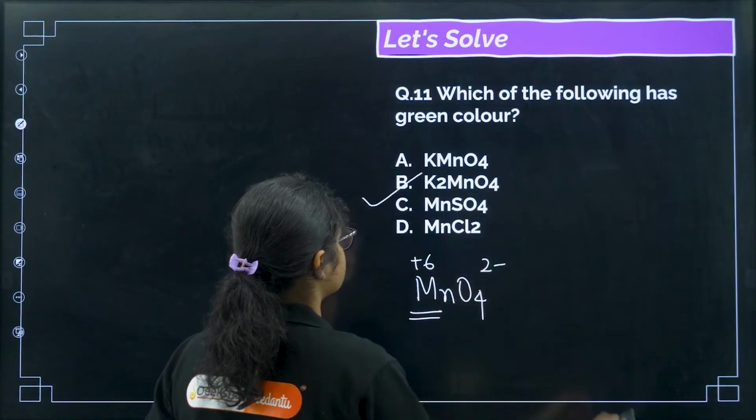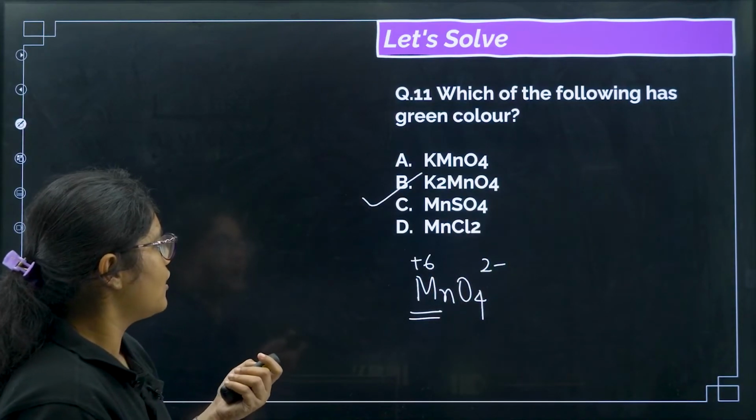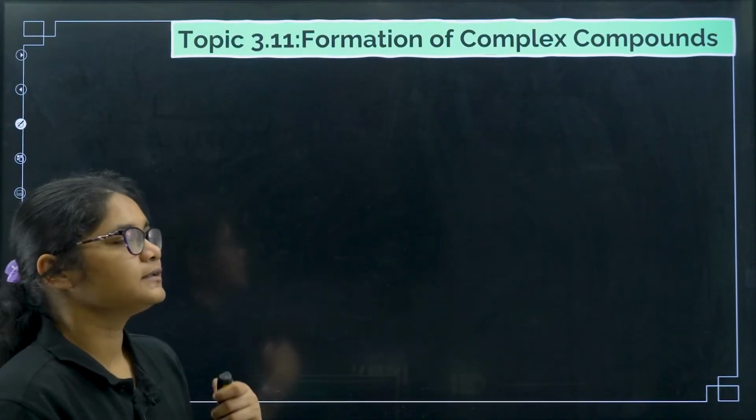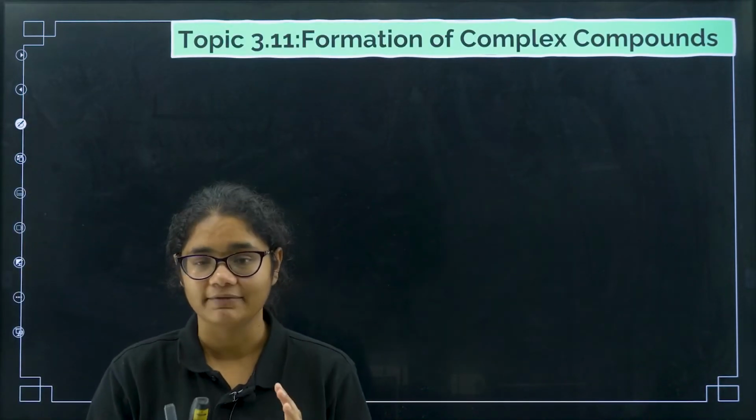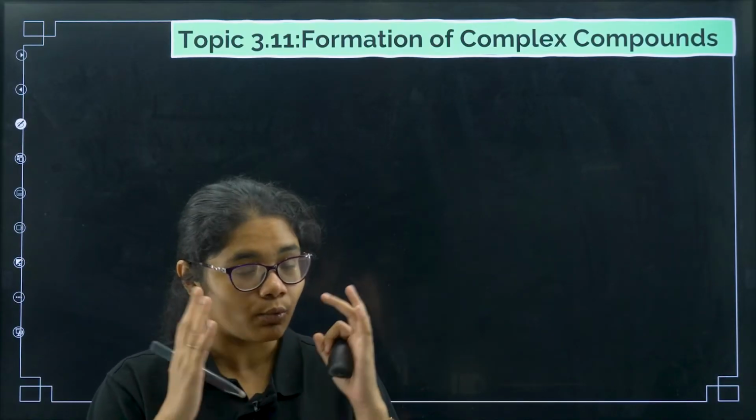So the correct answer for this question is option B, K2MnO4. Now coming to the next property, that is 3.11, formation of complex compounds. We'll study the whole chapter in detail.